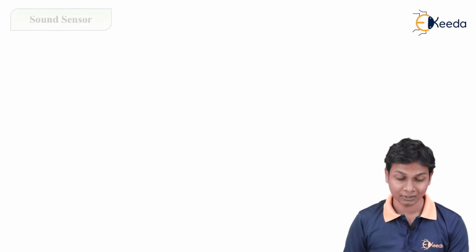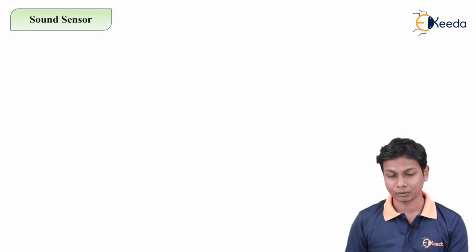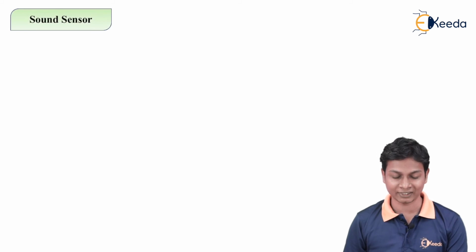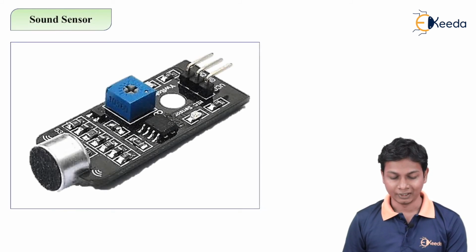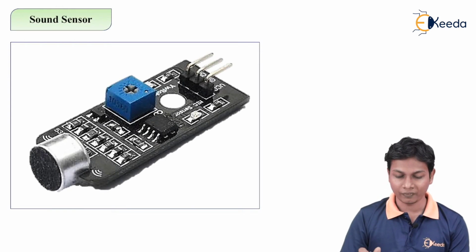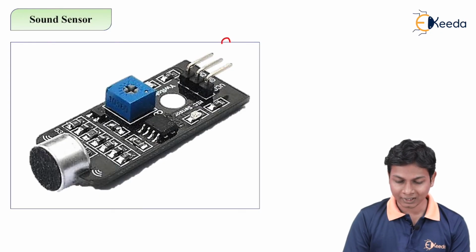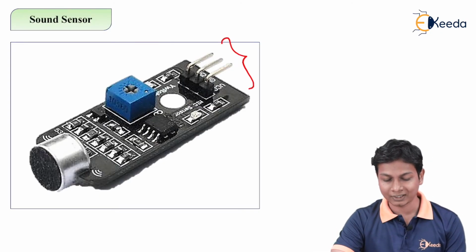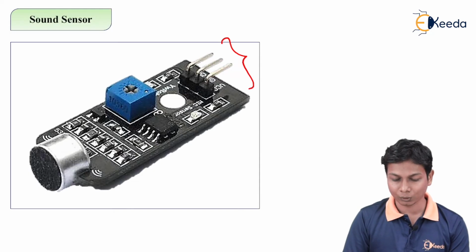In earlier slides, we have seen the different types of photosensors. We have also seen different types of optical sensors. Now it's time to see another type of sensor, that is the sound sensor. So how does a sound sensor look? See, this is a sound sensor, where it is connected to another device, or you can say a power source.